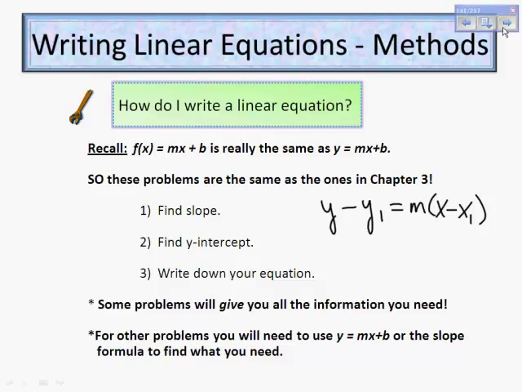Now there's two different types that we're going to discuss. The first type is where all the information is given to you. They've come right out and told you what the slope is and what the y-intercept is, and you're just going to be able to write down your equation. For other problems, we are going to sometimes have to use y minus y1 equals m times x minus x1 to help us write the equation. So let's look at a couple of different examples here. And then I have one that I want to add into your notes in just a minute.